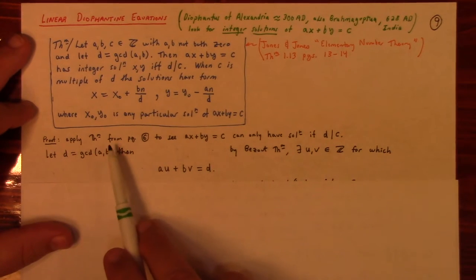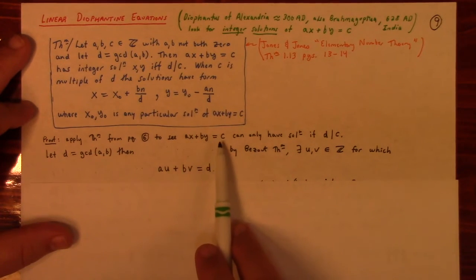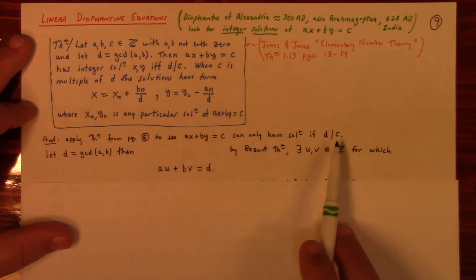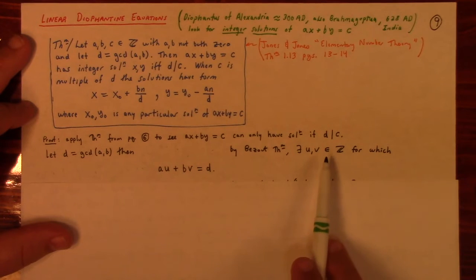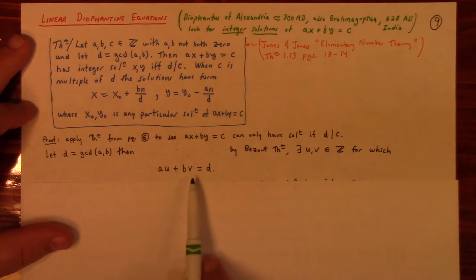First of all, we can apply the theorem from page 6 to see that ax plus by equals c can only have a solution if d divides c. So let's let d be the GCD of a and b. Then by Bezout's theorem, there exist u and v for which au plus bv equals d.